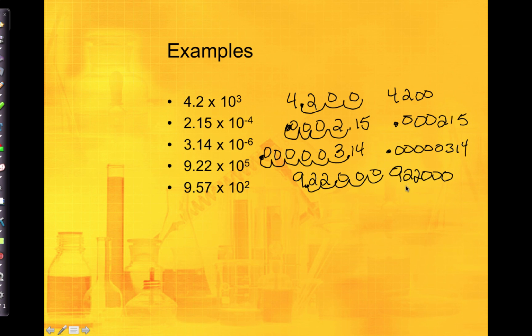Alright, so same thing here. You're going to move it twice, and you're going to make the number large. So I'm going to move it this direction. 1, 2. So it's just 957.